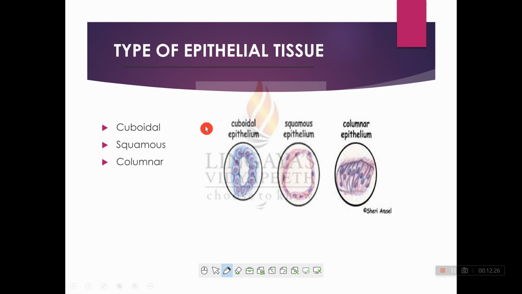Now talking about the types of epithelial tissue, there are mainly three types of epithelial tissues found in the human body. First one is the cuboidal epithelial tissue, second one is the squamous epithelial tissue, and third one is the columnar epithelial tissue. Here you can see the structure of the different types of epithelial tissue found in the human body.